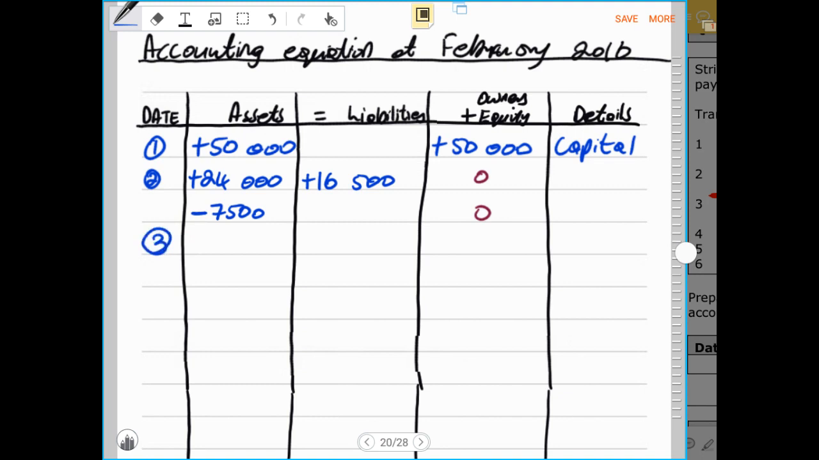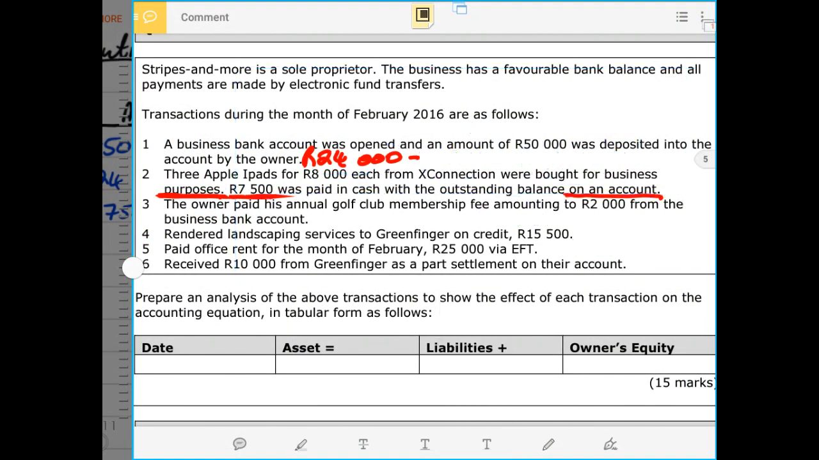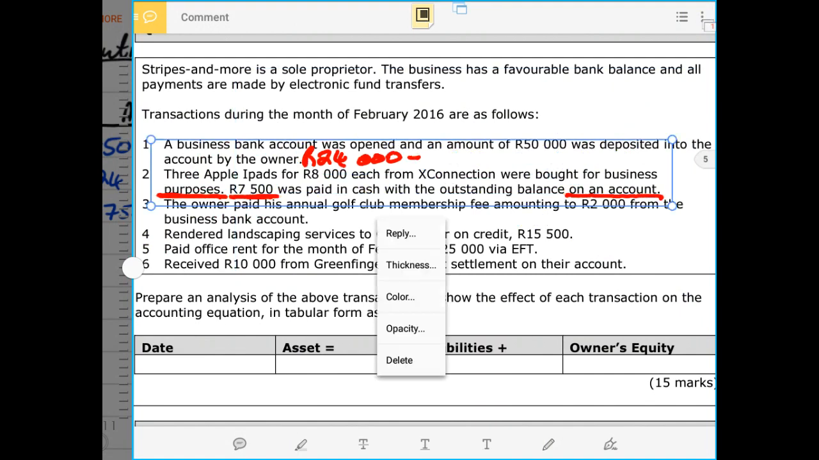So now we have recorded the liability, the amount that is not yet paid. We have recorded the value of the iPads, which is 24,000, and we have recorded the amount that was paid, which is 7,500, and this is the amount of the bank. Then we go to the third transaction and see what it has for us.